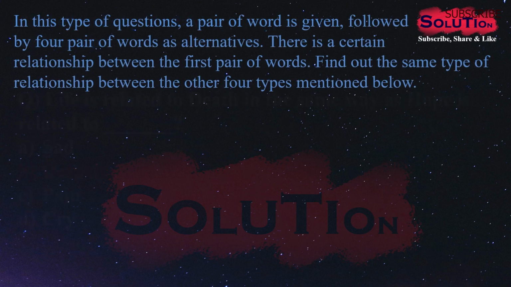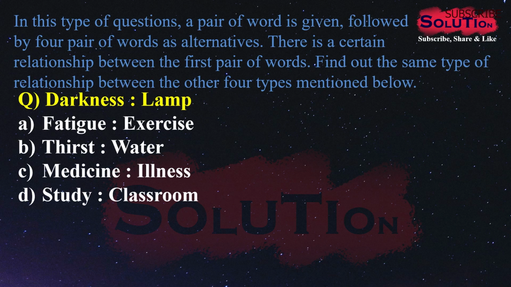Now in this type of question, a pair of words is given followed by four pairs of words as alternatives. There is a certain relationship between the first pair of words. Find out the same type of relationship. So here we have darkness and lamp. We use a lamp to remove the darkness. So if you have darkness, the lamp is used to reduce it, to remove it. So what will be the answer here?